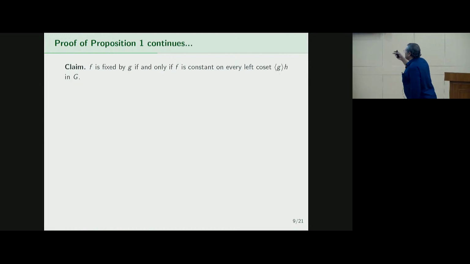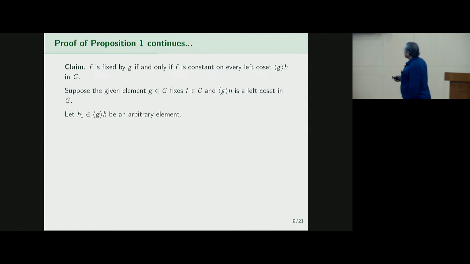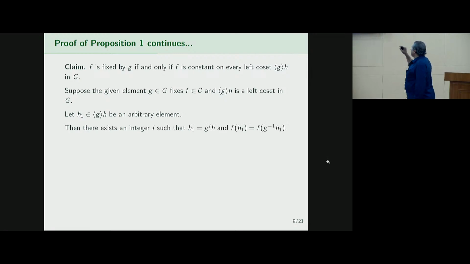What we claim is easy. f is fixed by the element g if and only if f is a constant function on every left coset of the cyclic group generated by g. Why? Suppose the given element g fixes f. We want to check whether, given a left coset, f is constant on it or not. Take an arbitrary element h1 in the left coset. Then h1 looks like g power i times h.